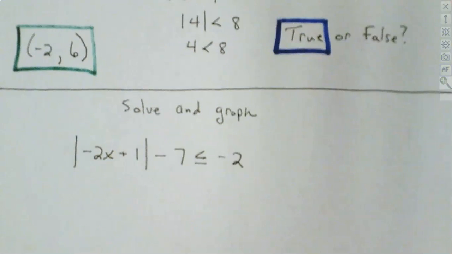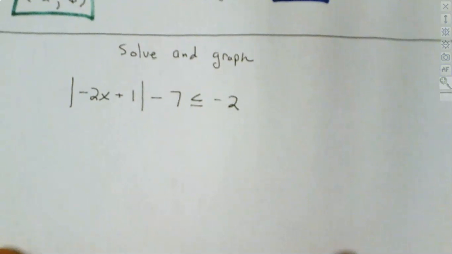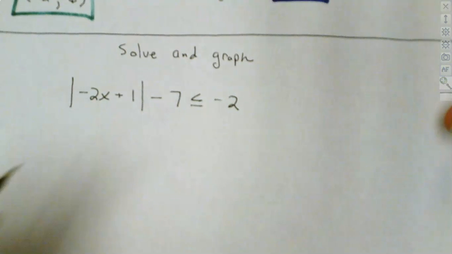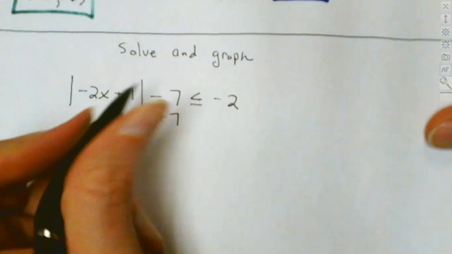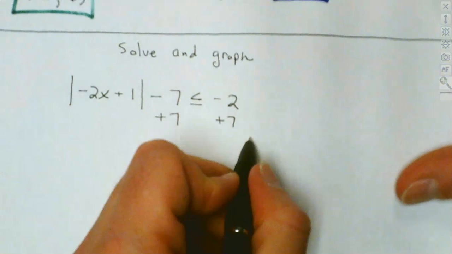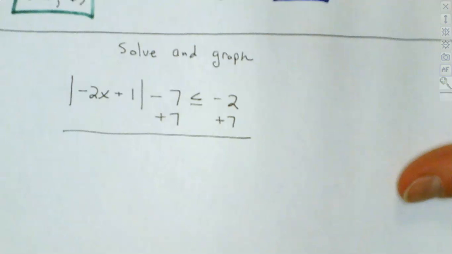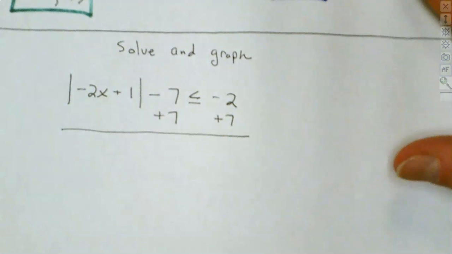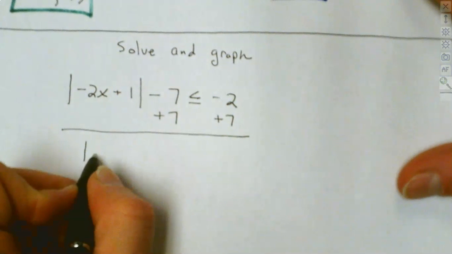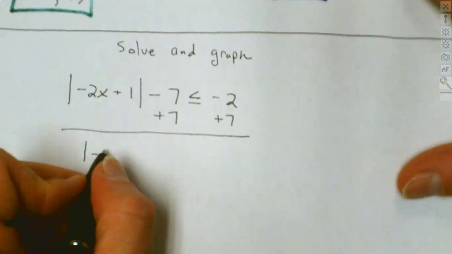Okay, so this is going to behave exactly like we did with the inequality, exact same type of problem. What do we need to do first? Well, before we can begin doing anything else, we need to move that 7 over, just like it's an equal sign. So the first step is going to be move that 7 over. And then that gives you our absolute value by itself.